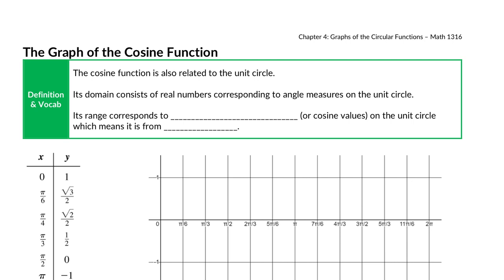around the unit circle. Its domain consists of real numbers, again corresponding to angle measures around the unit circle. Its range is this time the x coordinates, or cosine values on the unit circle, which again, because horizontally we go from -1 to 1 on the unit circle, that's going to be the range of the cosine function.